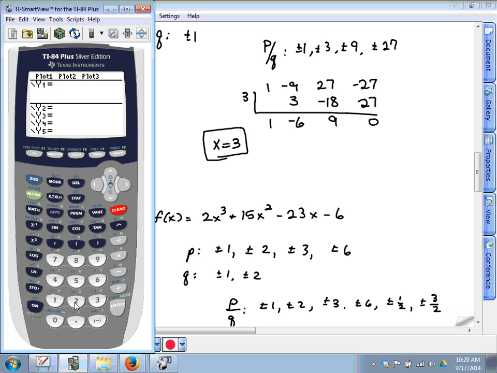Oh man, we've got to get moving here. 2x to the third plus 15. Nope. Oh. 2x to the third plus 15. I can't even type on this dang thing. There we go, plus 15x squared minus 23x.